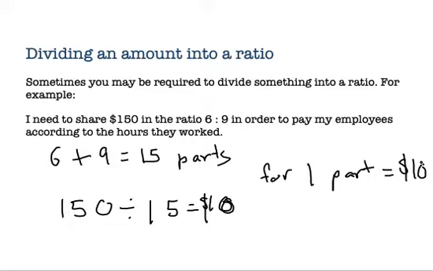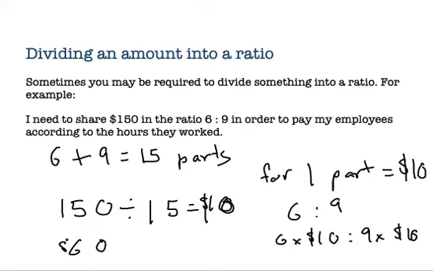Now, I need to split my $150 into 6 to 9, okay? So I start off, I have 6 parts on this side, 9 parts on the other, and every 1 part represents $10. So all I'm going to do is I'm going to do 6 times $10 and 9 times $10. And that's going to give me $60 and $90.